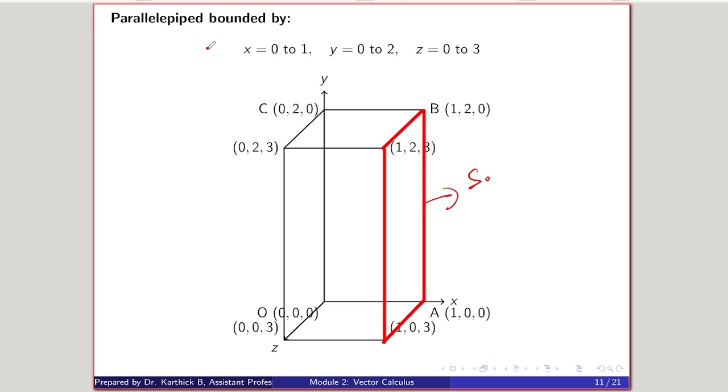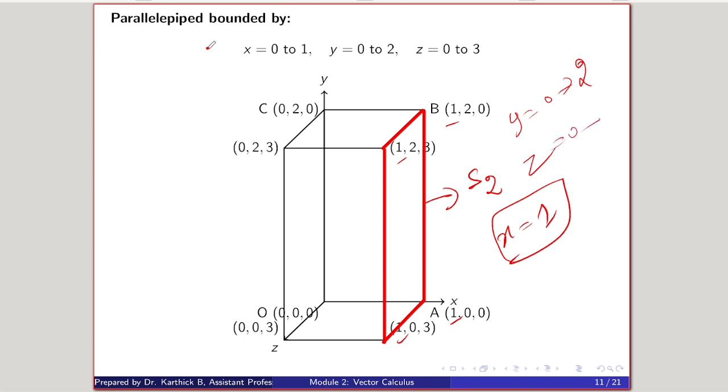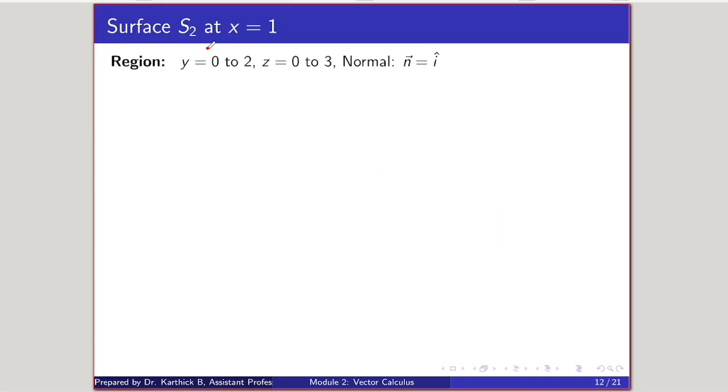This we call the S2 surface. Here you just see that in all the 4 points, x will be equal to 1. 1, 1, 1, 1. So here x will be a constant. Then you just see the value of y. This is the y axis. It moves from 0 to 2. And see the z. This is the z axis. It moves from 0 to 3. So with this, y moves from 0 to 2, z from 0 to 3.